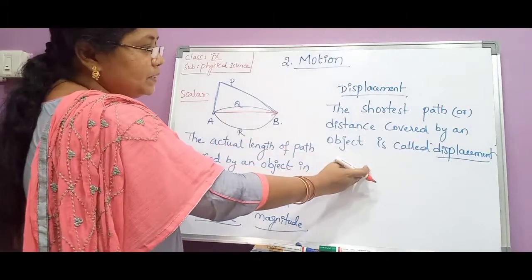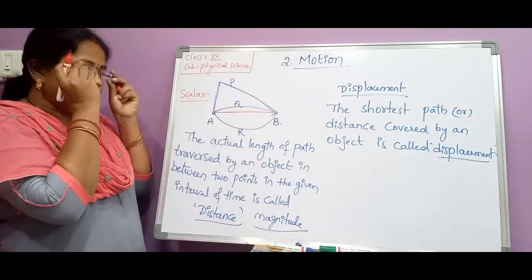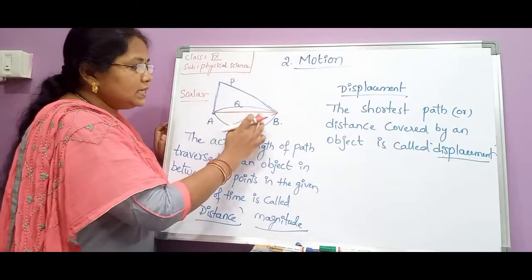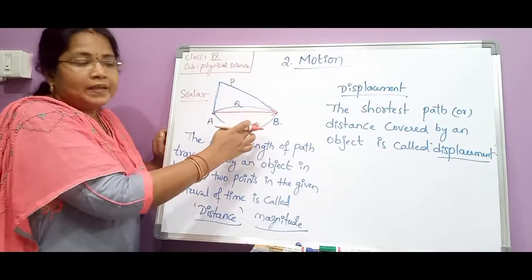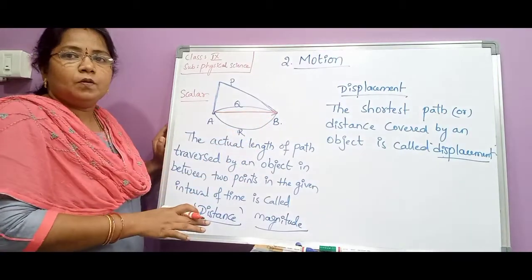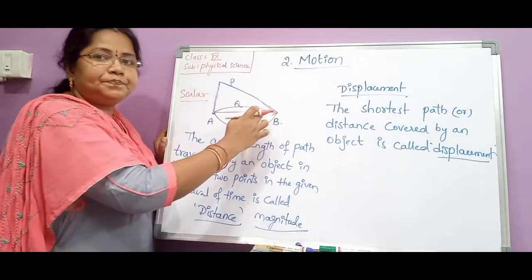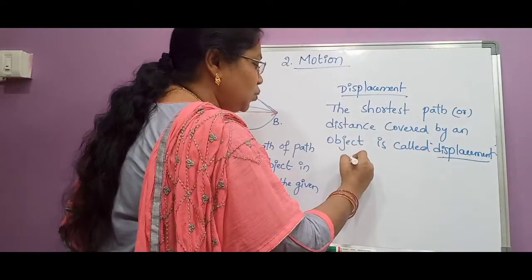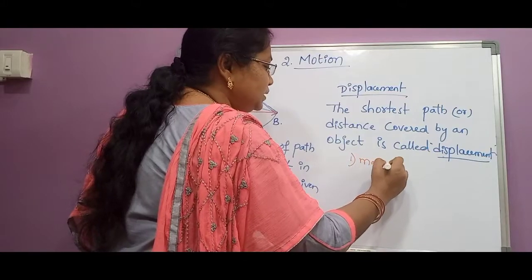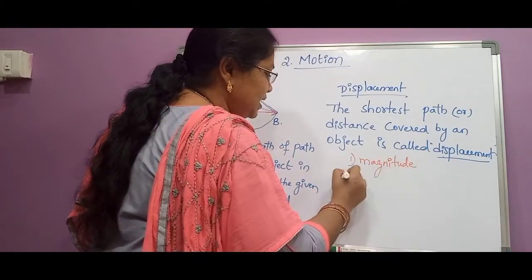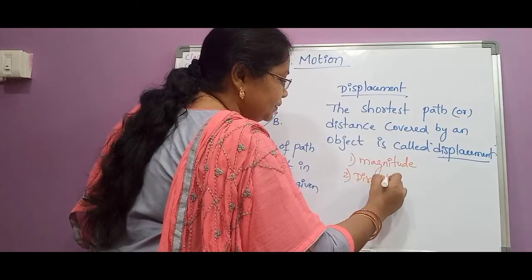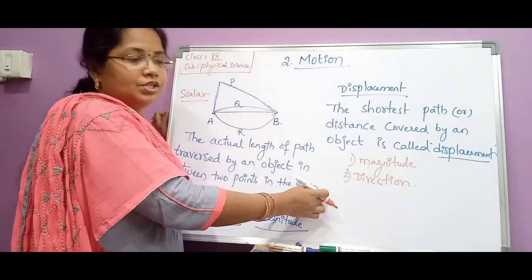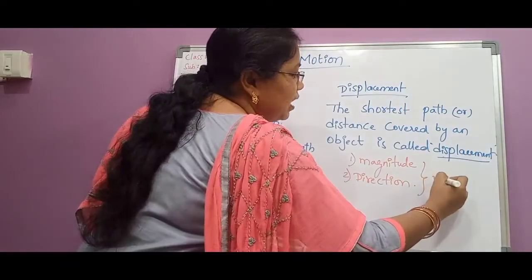Coming to displacement, in this figure, you might have noticed that I have represented a red color line. The shortest distance is represented with an arrow mark here. This arrow indicates the direction, from point A to point B. Displacement has direction also. Displacement every time has both properties, magnitude as well as direction. Suppose any physical quantity has both properties, magnitude and direction, then it is called a vector quantity.